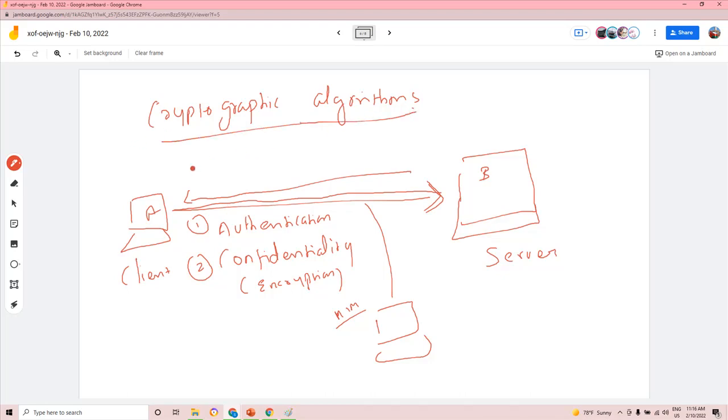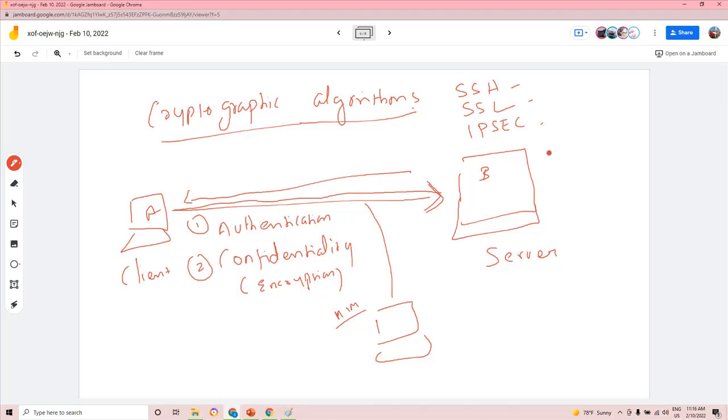For example students, we can go for SSH, SSL, IPsec, understand. These are some of the security protocols. They support authentication, they support confidentiality. If there is authentication and confidentiality, we can protect the communication from different attacks.